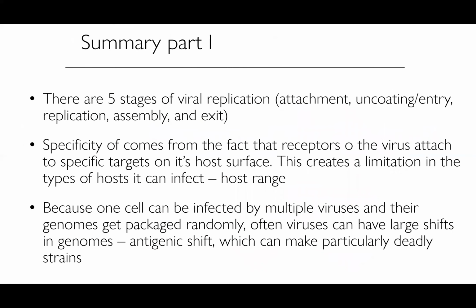Just to summarize part two, there are five stages of viral replication: attachment, uncoating, replication, assembly, and exit. Specificity of viruses comes from the fact that the receptors attach to specific targets on the host cell, and this does create a limitation in the types of hosts that can be infected, as well as the host range. Though, as you saw with the example of influenza, we're not particularly closely related to birds, but birds can be infected by our influenza. Because one cell can be infected by many viruses and their genomes can be packaged randomly, viruses can have particularly dramatic shifts in their genomes, which may make them very deadly.